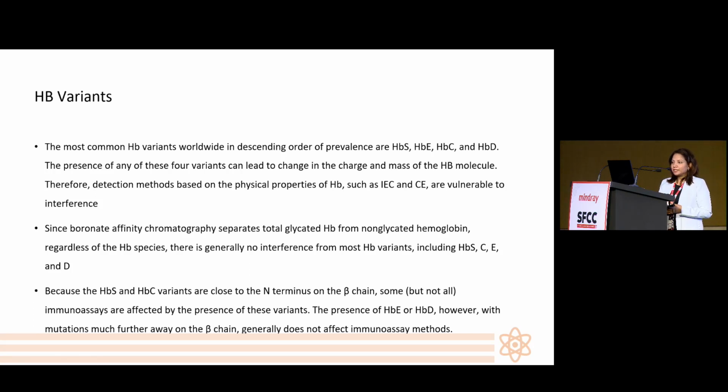Boronate affinity does not get affected, because it separates only the glycated portion and not the other fractions, so it is not affected by the variants. Whereas if we talk about immunoassay, there is no interference by the HbE or HbD variant. But because the HbS and HbC variants are very close to the N-terminus of the beta chain, there might be chances that some of the immunoassays are affected by the presence of these variants.